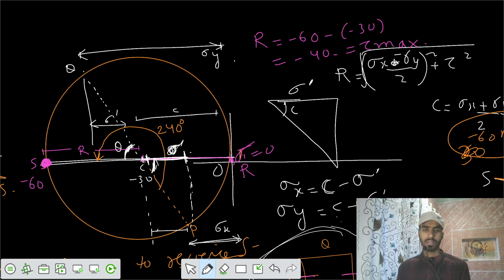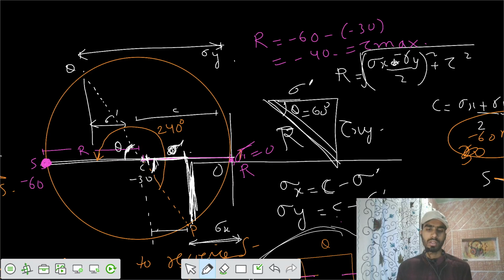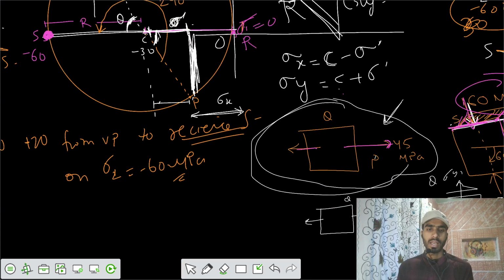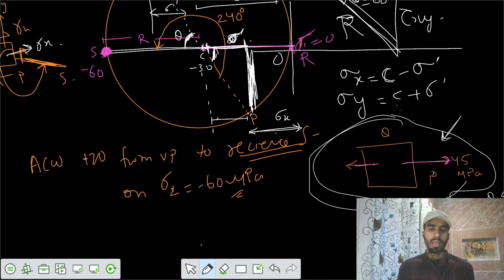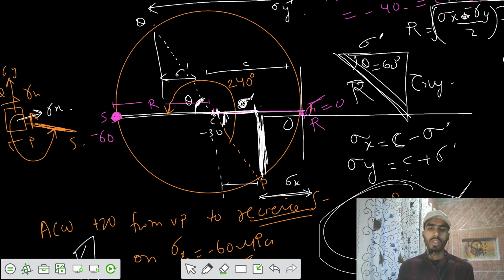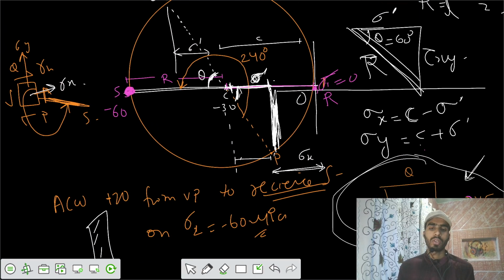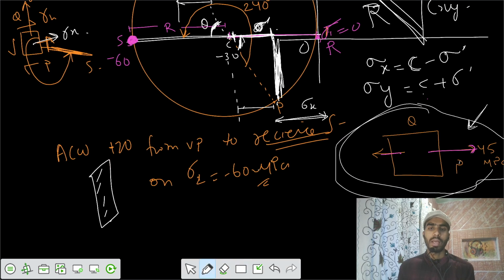This is theta, that is 60 degrees. And I know that this is radius, tau max. This is some shear stress tau. So here we can see that on plane P, based on the Mohr's circle you have drawn, your tau xy is negative, your shear stress is negative, that means anti-clockwise.